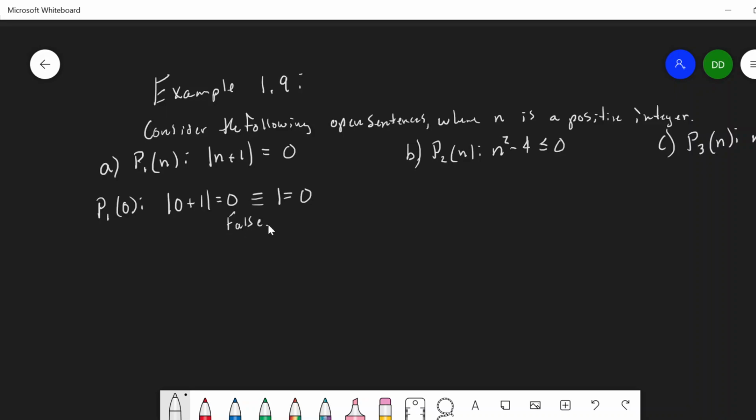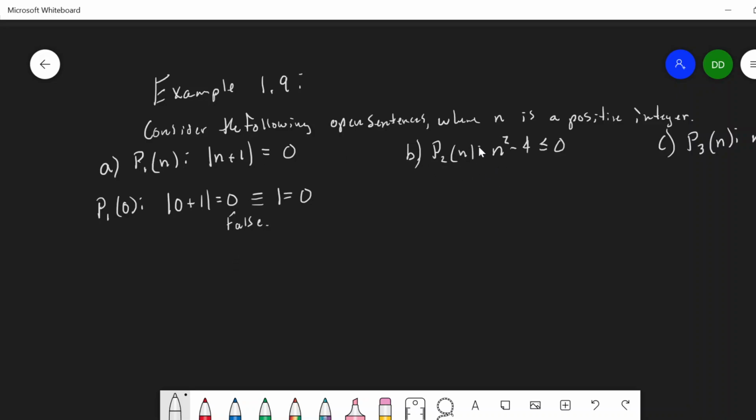So that just illustrates the point that with open sentences, I plug something in, and I get a statement out that's either true or false. An open sentence on its own, just as is like this, doesn't have a truth value to it. I need to plug something in. So what we're asked to do in this example is to find all positive integers n such that each open sentence is true for those positive integers n. So find all positive integers n that make the open sentence true.